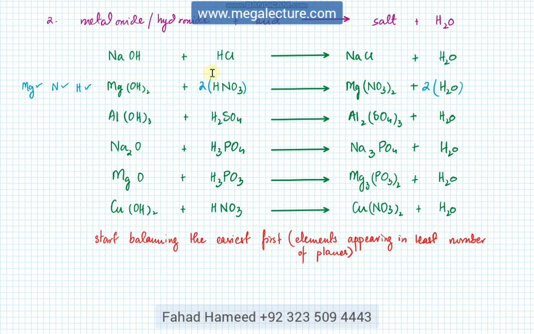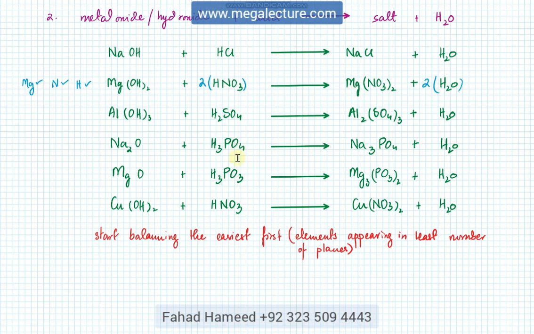There are 2 oxygens, and there are 6 oxygens over here. 2 nitric acid, that would give me 6 oxygens. OH twice, that's going to give me 2 oxygens. So that's a total of 8 oxygens. Nitrate twice, that's 6 oxygens, and 2 water molecules, that's also 2 oxygens. So that's 8 oxygens. So the last one automatically gets balanced. And we can apply the same technique on the next one as well.